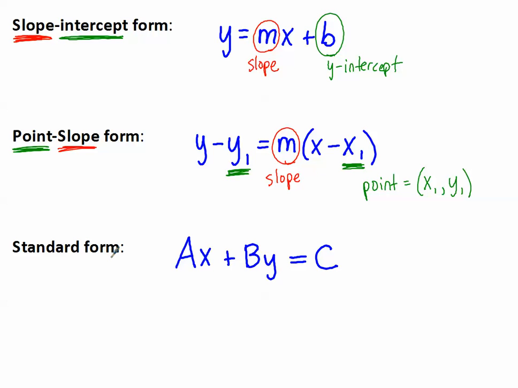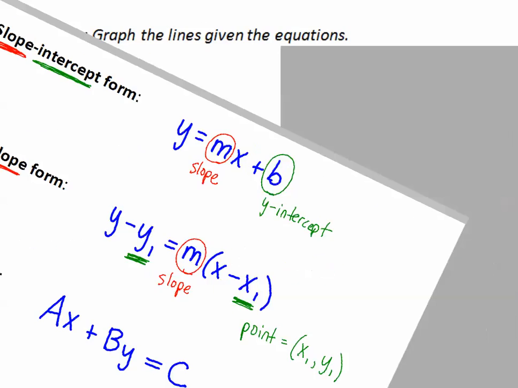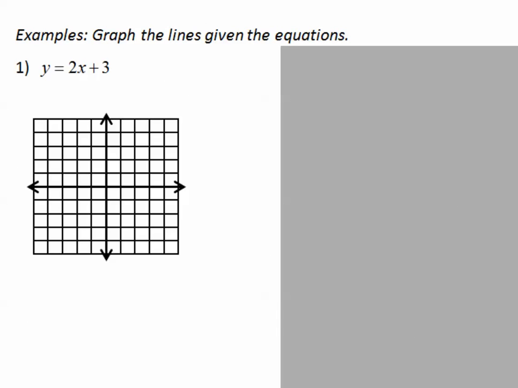Standard form is the least easy-friendly to use to graph right away from looking at it. Usually we take standard form and we change it into y equals mx plus b because it's more useful that way. But there are other ways to deal with that form. Let's take a look at some examples. Graph the lines given the equations.